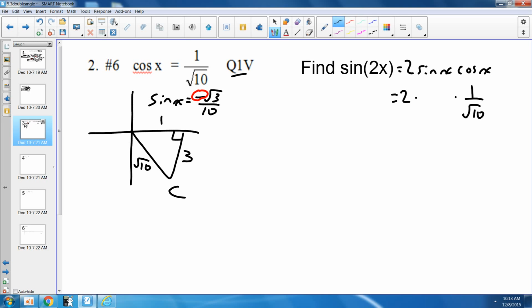Plugging that in, you have negative radical 3 over 10, which means that you're going to have, no, sorry, I did that wrong. This should be negative 3 over radical 10. Put the radical in the wrong spot. Times negative 3 over radical 10. Okay. This gives me negative 6 over square root of 10 times square root of 10, which is just 10. So that equals negative 3 over 5.